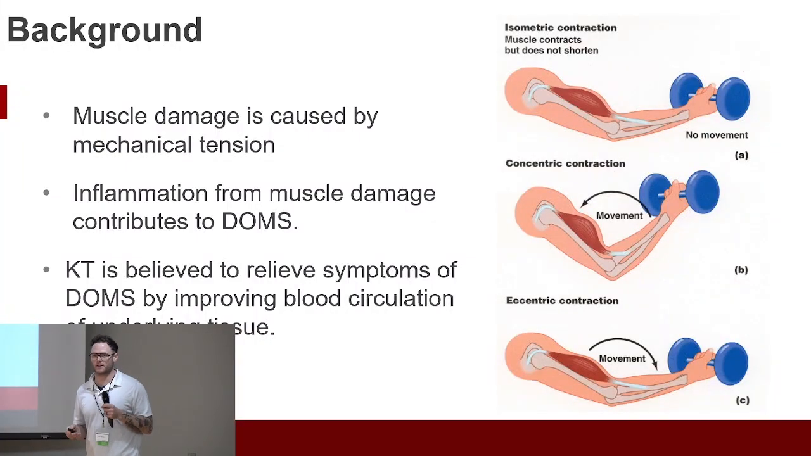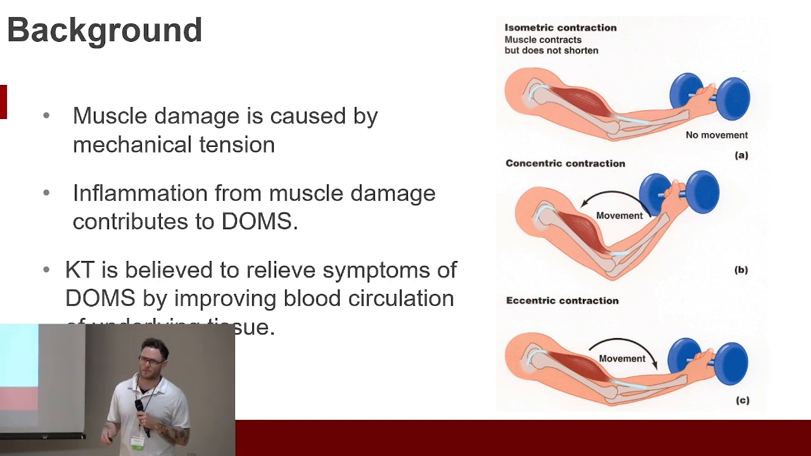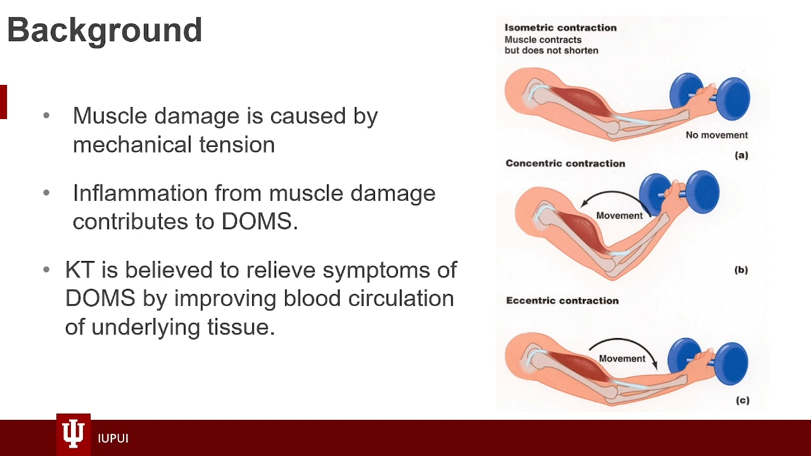So to start off with a little bit of background information, we understand that muscle damage, the physical damage that occurs, occurs because of mechanical tension within the muscle when we create force. This mechanical tension occurs during muscular contractions. In particular for this study, we're looking at eccentric muscular contractions, which is when the muscle is lengthening and contracting at the same time.